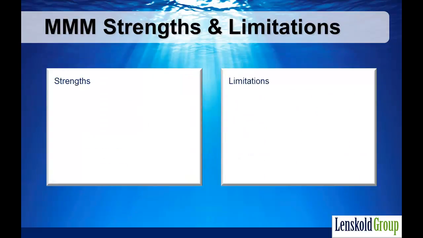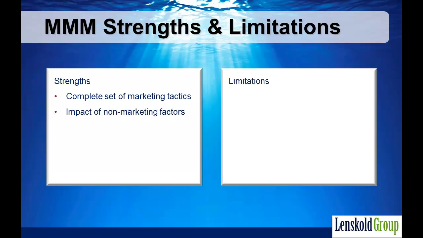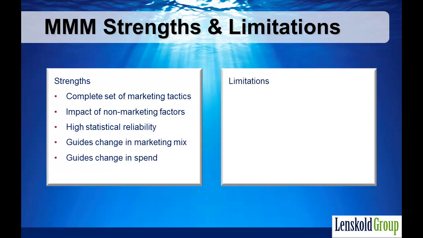Let's wrap up with a view into the marketing mix modeling strengths and limitations. So on the strength side, we get to measure a complete set of marketing tactics and not just one specific area. We get the impact of non-marketing factors, which we really can't get through other measures. We're working with high statistical reliability, so a lot of confidence in our measures. We get information that helps us guide changes in the marketing mix, helps us guide changes in the marketing spend, and ultimately lets us work our way to optimize that budget allocation.